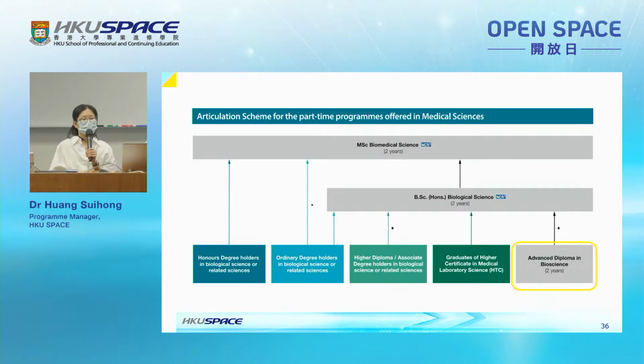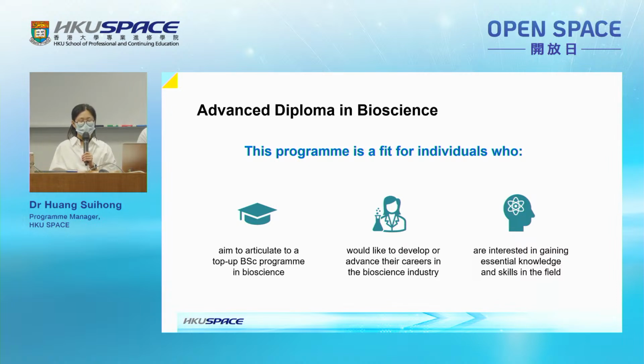Essentially, the BSc in biological science that Dr. Mai just talked about. So to be specific, this program can be a fit for these three types of individuals. First, as mentioned, are those who aim to articulate to a top-up BSc program in bioscience. And secondly, it can be a fit for those who would like to develop or advance their careers in this field. And lastly, it's also a fit for those who want to study out of pure interest to gain the essential knowledge and skills in bioscience.